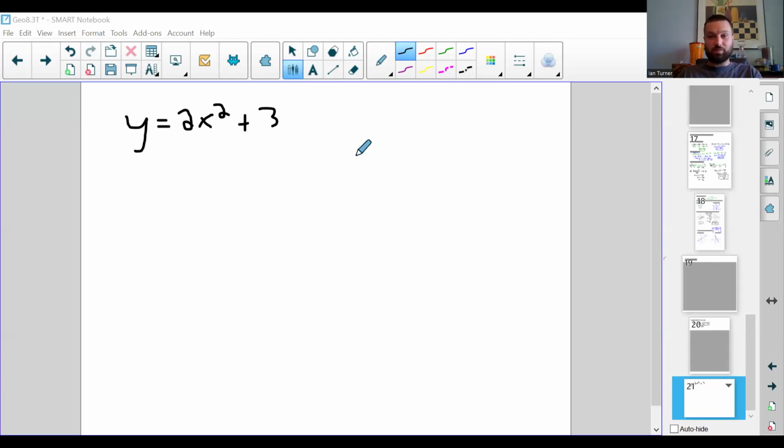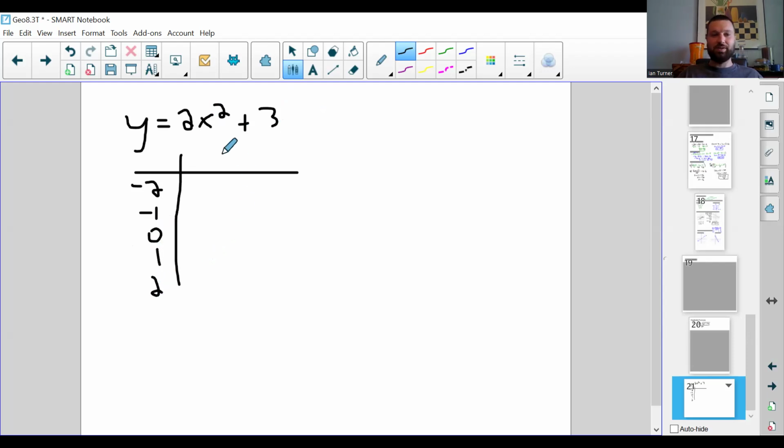Now, we're going to make a table. Usually a good rule of thumb for these ones, when we don't have the bx term, we don't have a b term in here, just ax squared plus c, is just do -2, -1, 0, 1, 2. And again, these are symmetric, so that will help you with the graphing. I'll show you how in a sec. So this is our x value.